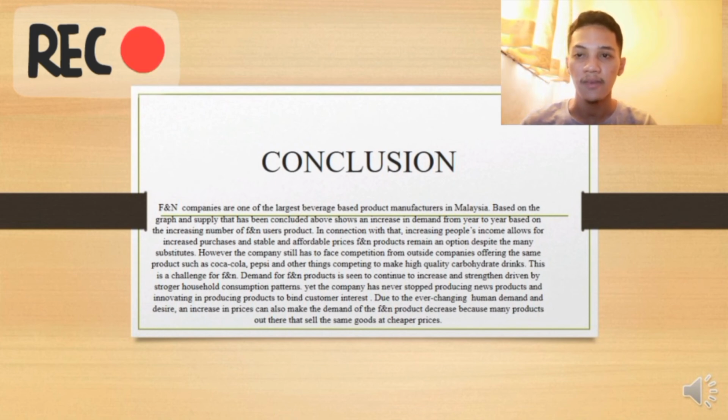Okay, in conclusion, F&N is one of the largest beverage-based product manufacturers in Malaysia. Based on the graph of demand and supply concluded above, there is an increase in demand from year to year based on the increasing number of F&N product users. In connection with that, increasing people's income allows increased purchases, and with stable and affordable prices, F&N products remain an option despite the many substitutes. However, the company still has to face competition from outside companies offering the same products such as Coca-Cola and Pepsi and others competing to make high quality carbonated drinks. This is a challenge for F&N.